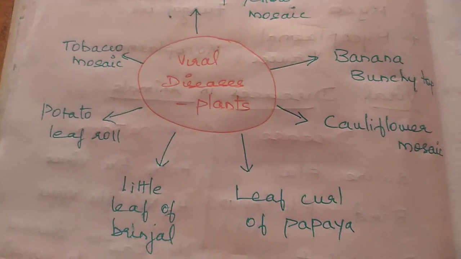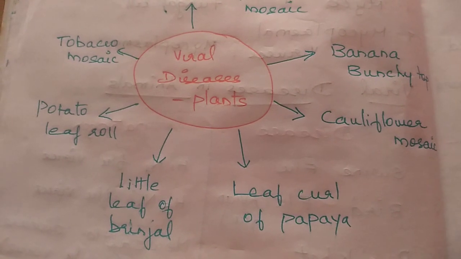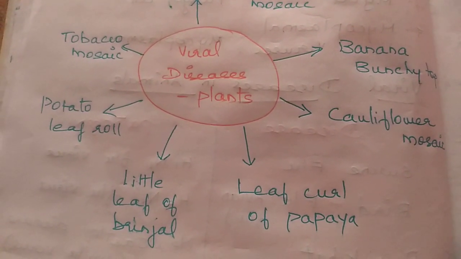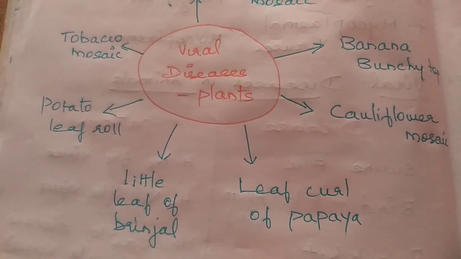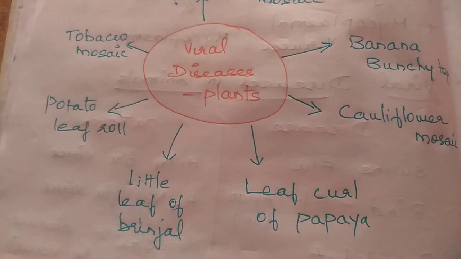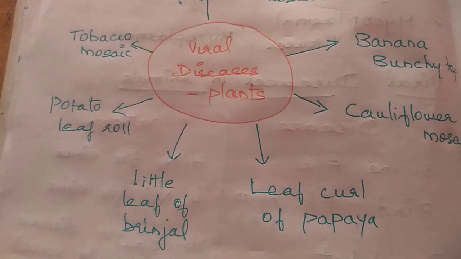So the names are important. They will twist like little curl of brinjal or little leaf of brinjal or little leaf of papaya. So how will you remember? You have to link all the things. Brinjal always has a little leaf. When you buy brinjal, you can see the little leaf along with it. So you can easily remember.